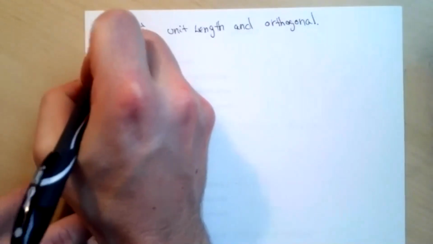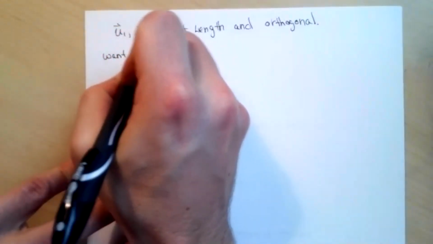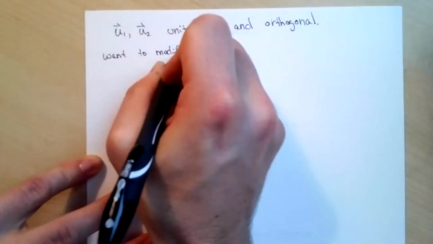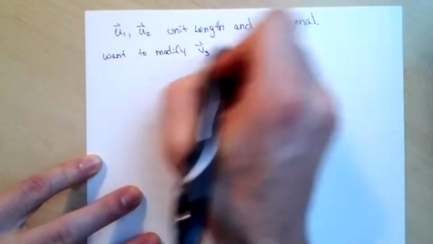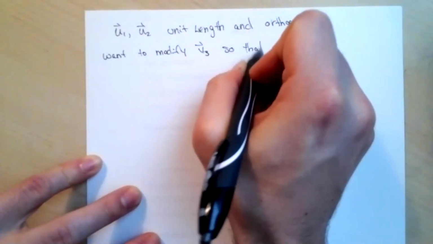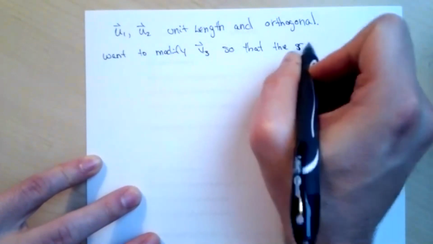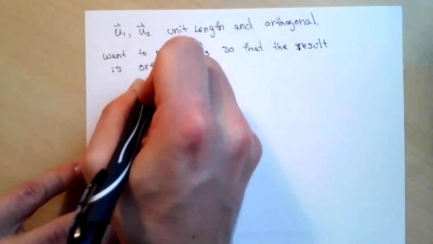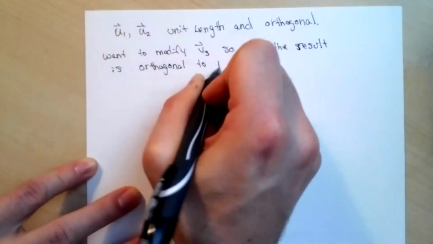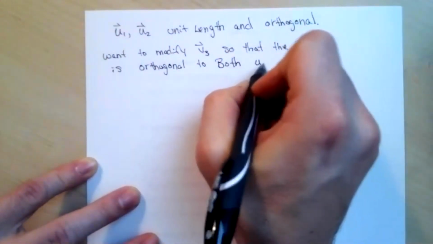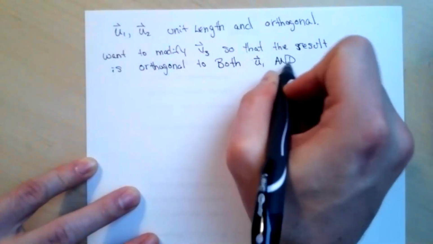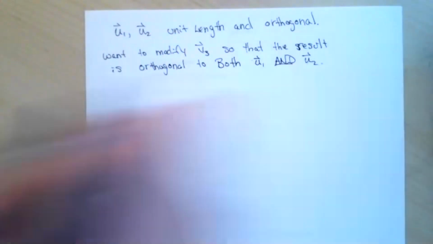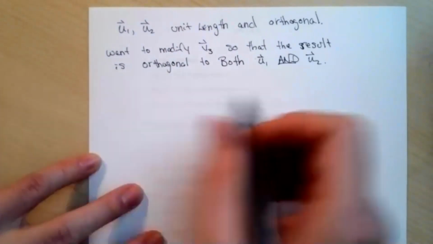So the third one and then beyond is where it starts to get a little more complicated, because what we want is to modify V3 now so that the result is orthogonal to both U1 and U2. So it's actually not too complicated.